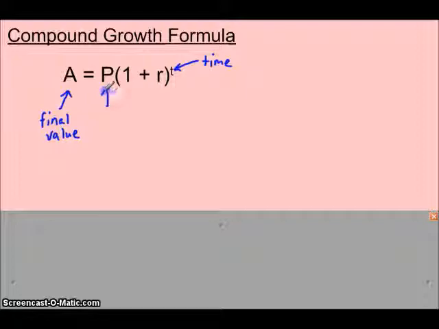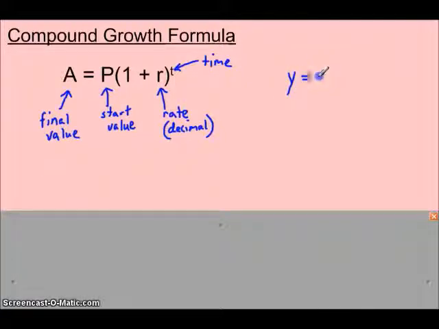Now the P stands for the starting value. And the R stands for the rate as a decimal. And that's important. So I know these are kind of weird letters, you'd think it'd be an F or whatever, but this is kind of the classic formula for compound growth. Now to find the rate, all you do is you take your percentage and divide by 100, and we'll go over that.